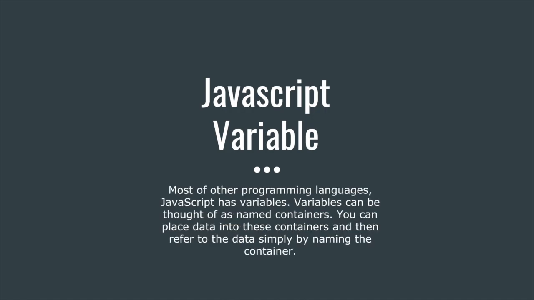So first, what is a variable? Most programming languages, like JavaScript, also have variables. A variable is like a container. You can put a lot of information, a lot of data inside this container, and later you can refer to it with any name. This is basically called a variable.